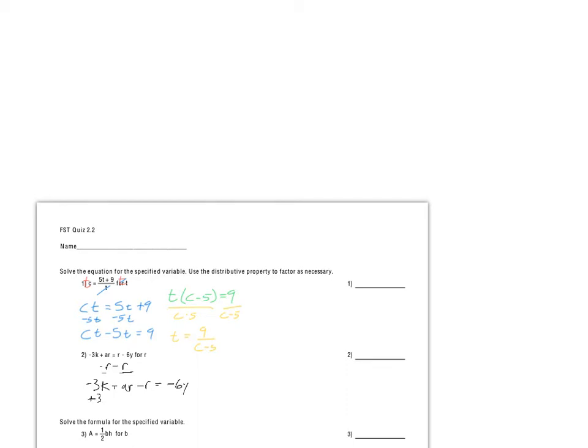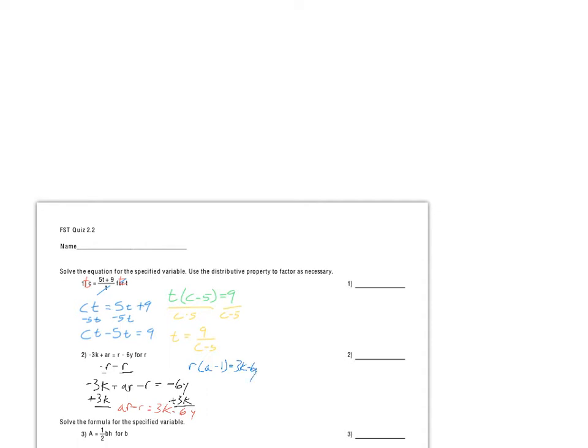So we want to add the 3k to both sides. And that gives us ar minus r equals 3k minus 6y. So now we have all the r's on the same side, and any term that does not have an r on it on the other side. So we can factor an r out of the left side. That leaves us with a minus 1. That equals the 3k minus 6y.